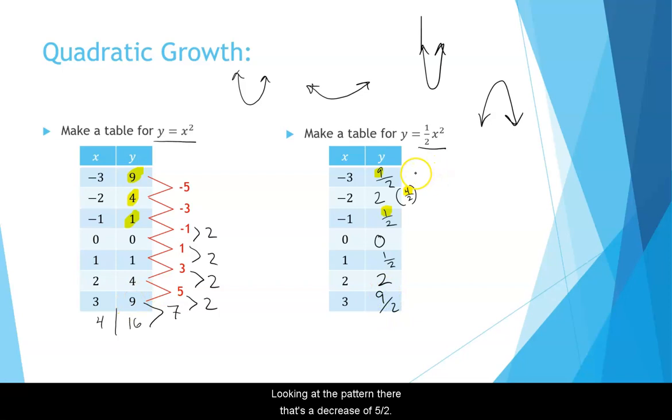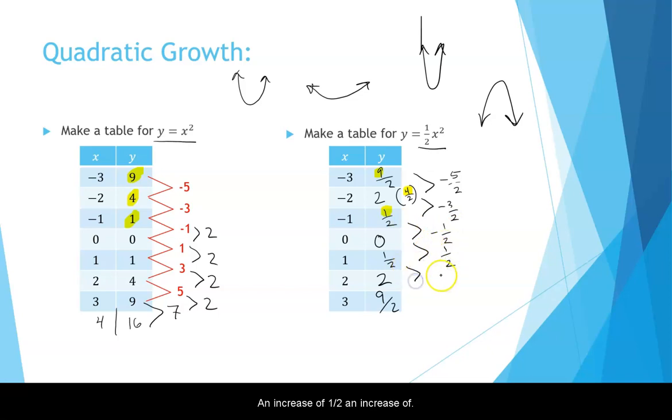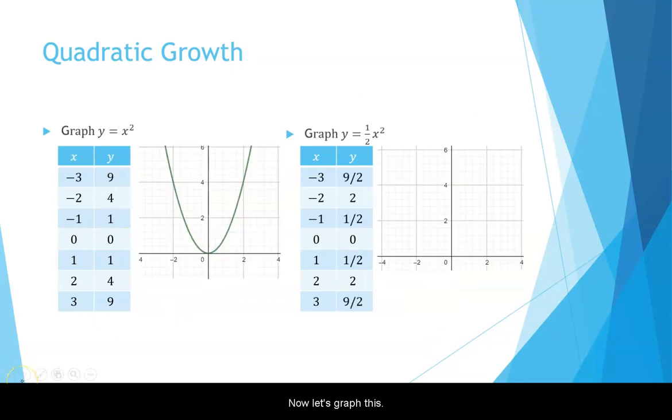Looking at the pattern there, that's a decrease of 5/2, a decrease of 3/2, a decrease of 1/2, an increase of 1/2, an increase of 3/2, and an increase of 5/2. So we still have that 1, 3, 5 pattern. It's just scaled by a factor of 1/2. Now let's graph this. One of the most important parts of graphing a parabola is realizing where the vertex is.